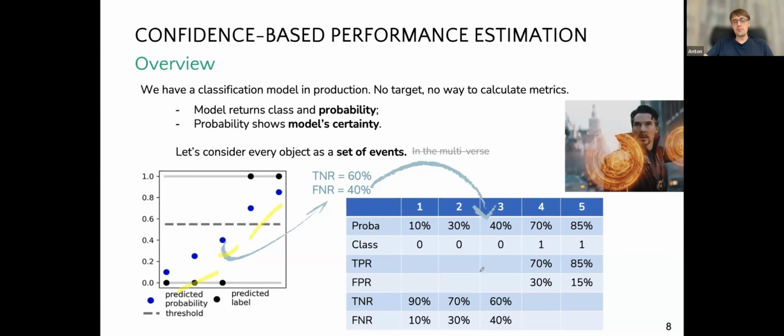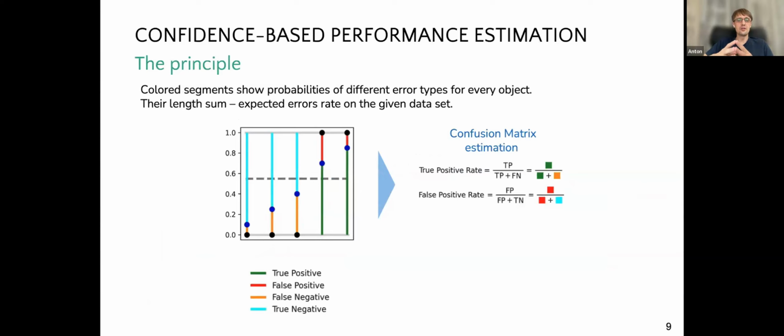Let's write this down in the table and do the same for the other objects in the sample. This table essentially resembles a confusion matrix. Let's show it graphically to better understand the concept. We can represent the model certainty values for each object with lines. In this slide, green lines represent true positives, red lines represent false positives, blue lines represent true negatives, and yellow lines represent false negatives. Next, we calculate the confusion matrix for the given threshold by summing the length of these lines.